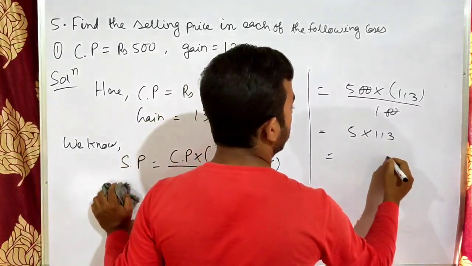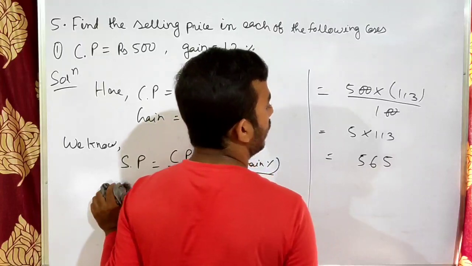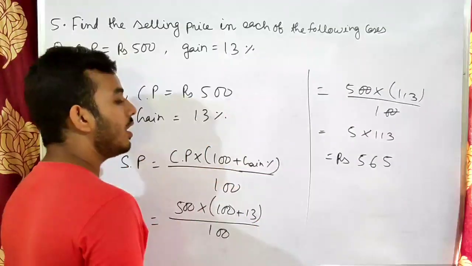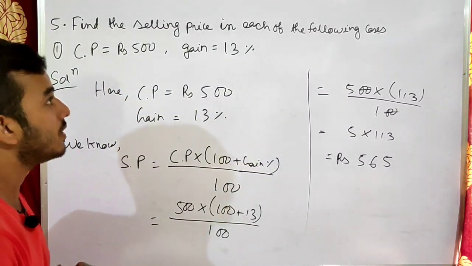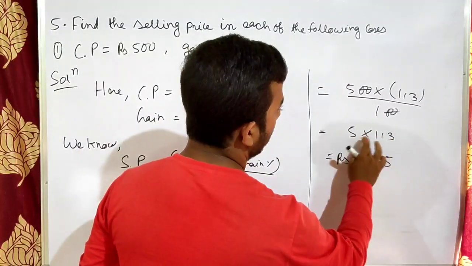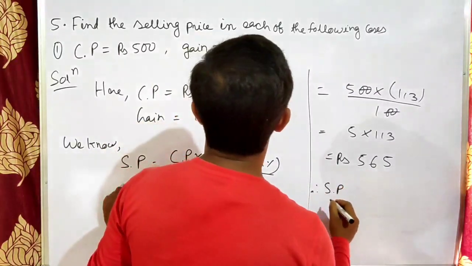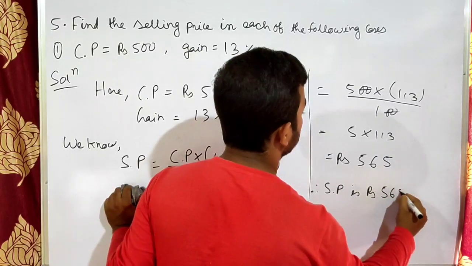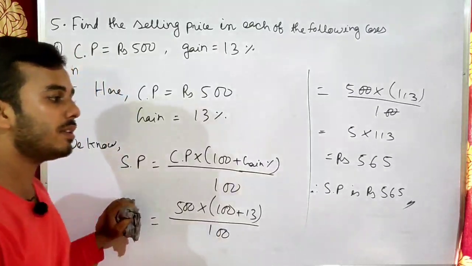So 5 into 3 is how much? 15, remainder 1. 5 into 1 is 5, plus 1 is 6, then 5 into 1 is 5. So 565, that is rupees 565, is our required answer, which is our required selling price of that article. Therefore SP is rupees 565.